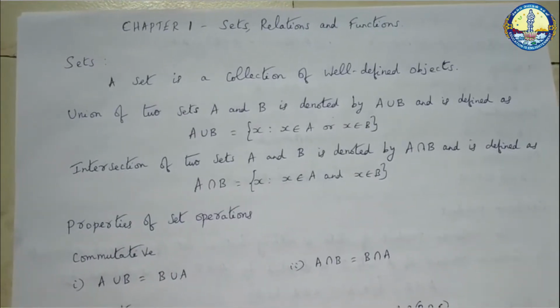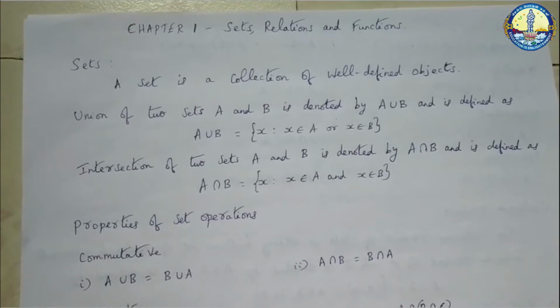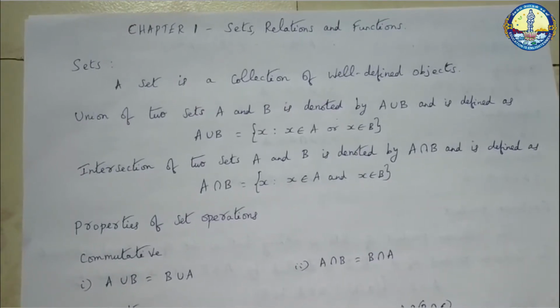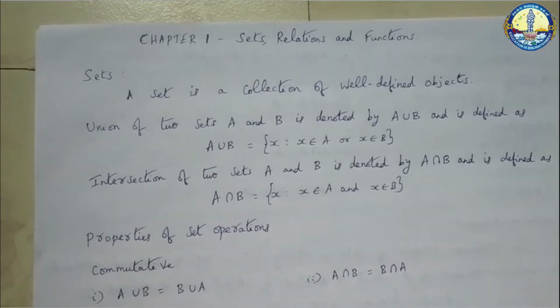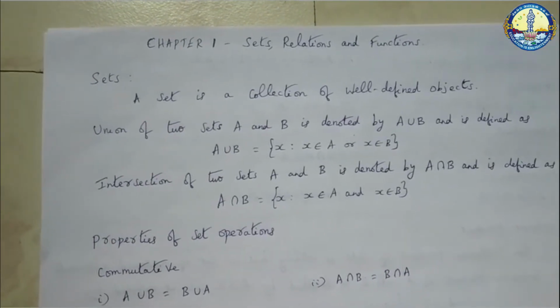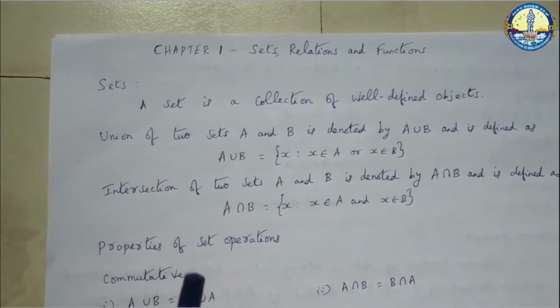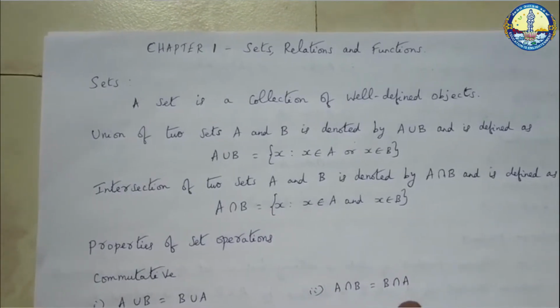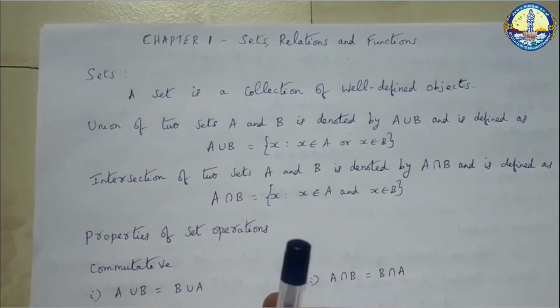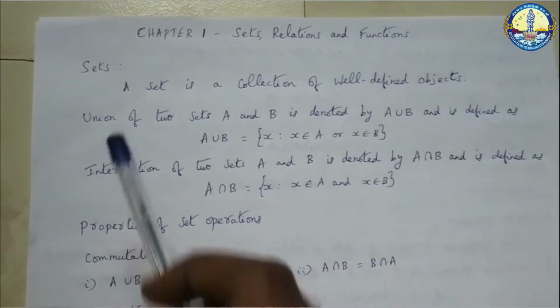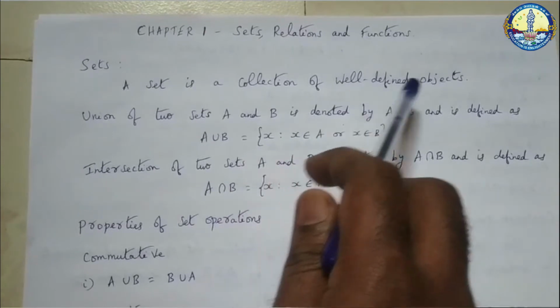For example, the collection of beautiful flowers in Ooty, or the collection of red color flowers in Ooty. Red color flowers in Ooty is well defined. Beautiful means we are not able to define what is beautiful, so that is not a set. A set is a collection of well-defined objects.